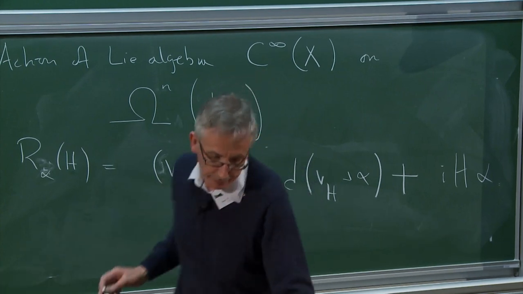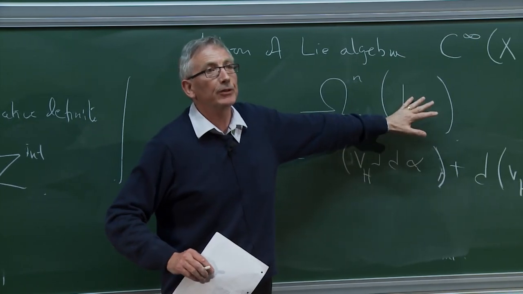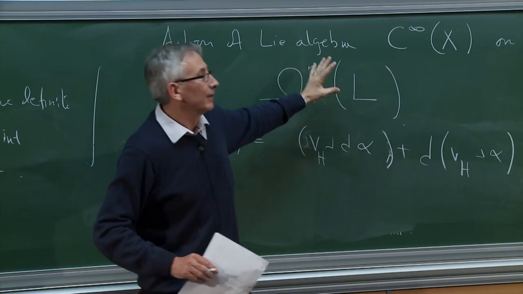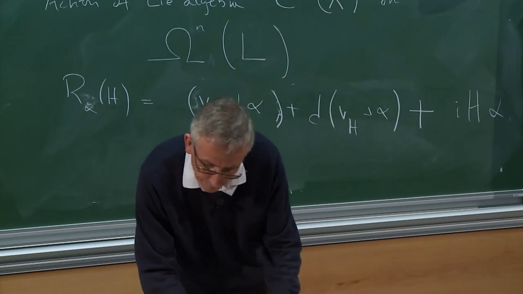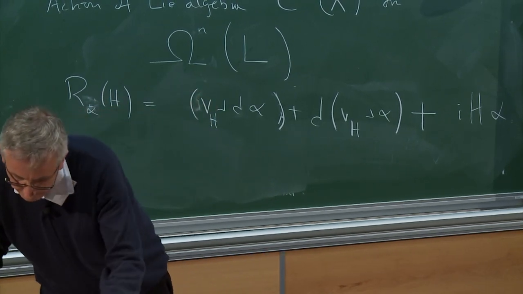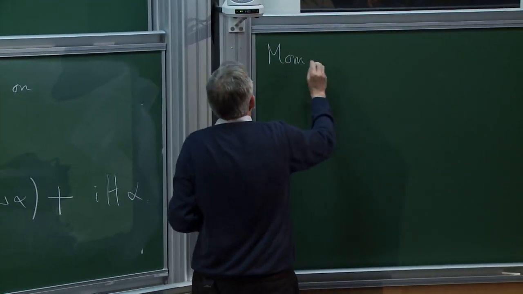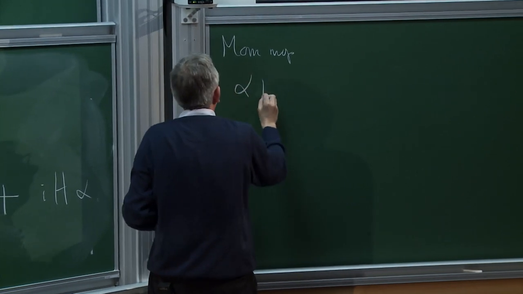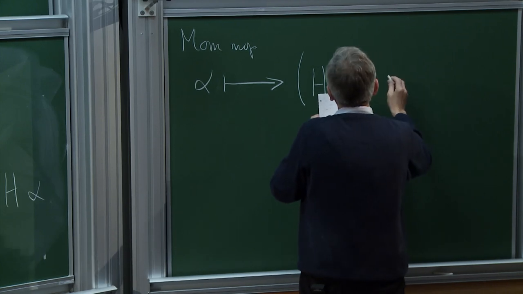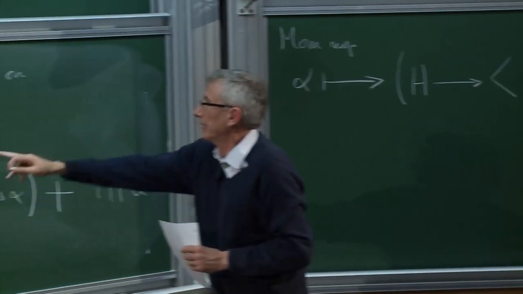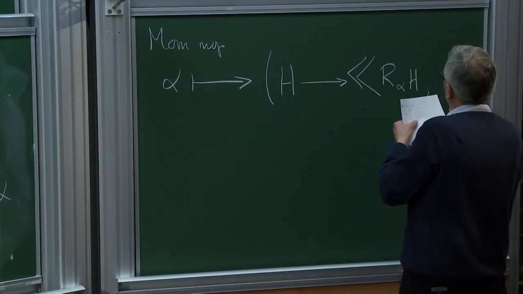But in this situation we just have an action on a vector space with a fixed Hermitian form, so it's very easy to understand the geometry. The moment map is just given by, let me find the right page of my notes. So the moment map is a map from our space. It takes alpha to an element of the dual of the Lie algebra. So it takes H to just the pairing between the infinitesimal action, R alpha of H, with alpha.